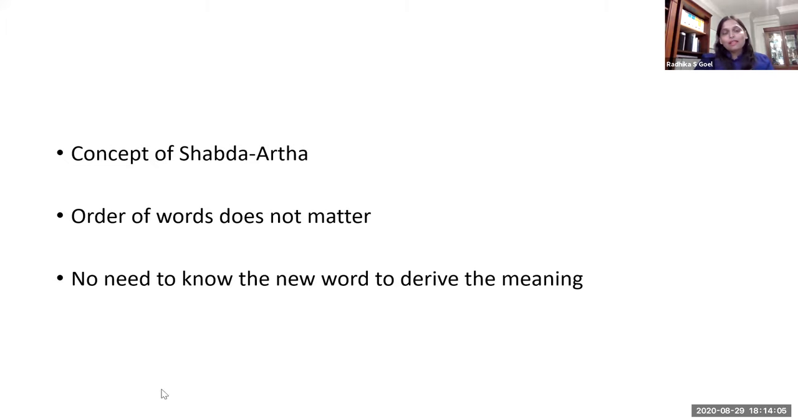So the second thing is that the order of words does not matter. For example, Rama kills Ravana, and if you tumble the words, Ravana kills Rama, the meaning becomes totally different. But in Sanskritam, it's a little bit different. If you say Rama hatam Ravanam, it always means the same, because each word is modified with a particular vibhakti, and the prathama vibhakti is always the karaka. So even if it becomes all tumbled up, the meaning of the sentence remains the same.